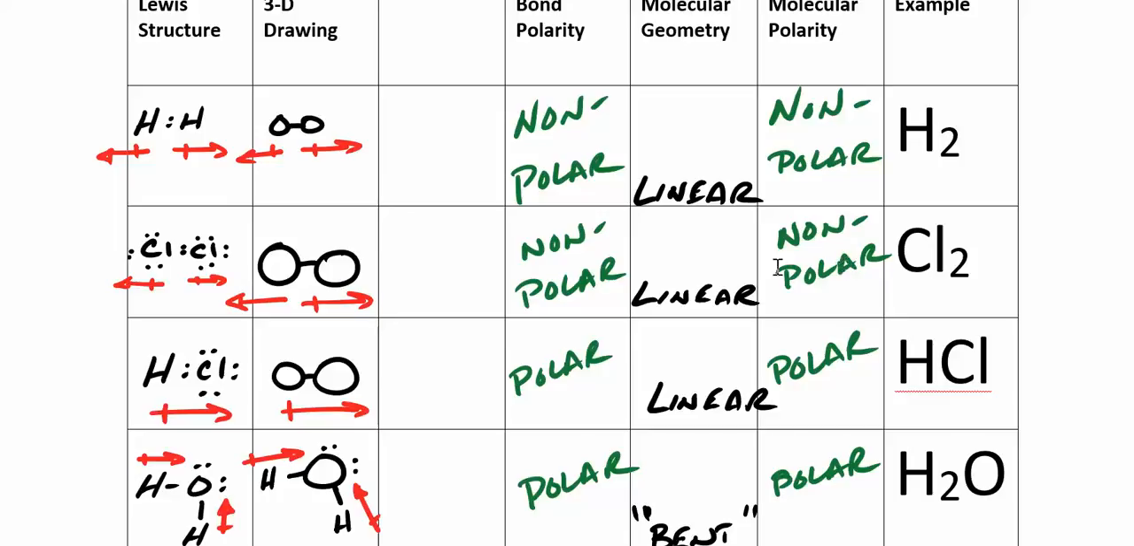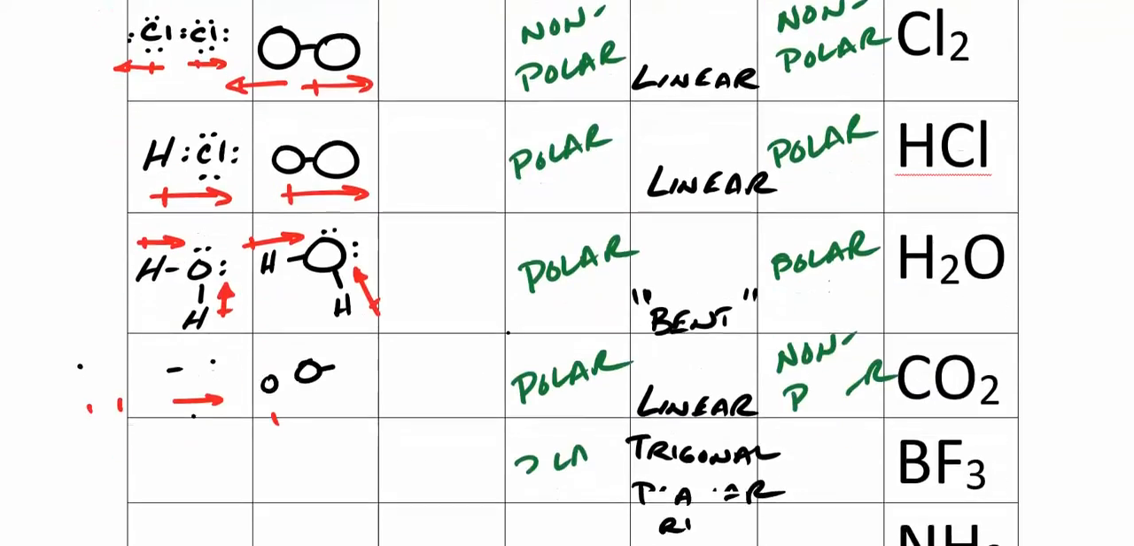What about the molecular geometry? Same as above. The closest distance between two points is a straight line. So this would be a linear structure. Let's move on to the next one.